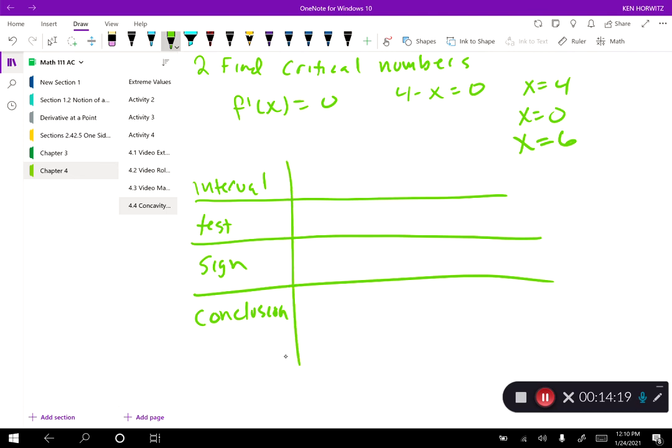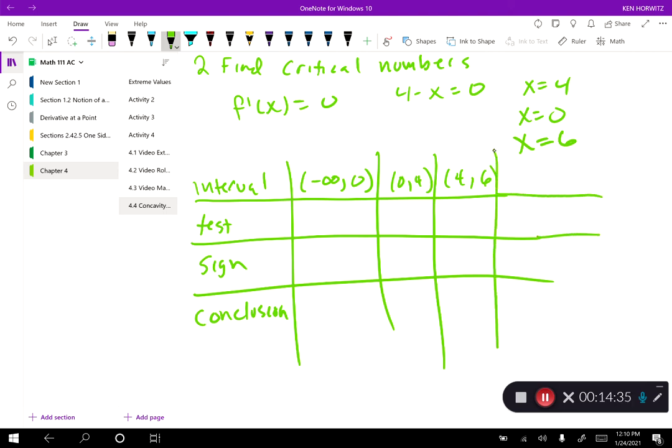So for my intervals, I need -infinity up to 0. I need 0 to 4. I need 4 to 6. And then I need 6 to infinity. So the more critical numbers you have, the more intervals we're going to need. So I'm going to put in -1 as my test point, 1, 5, 7.